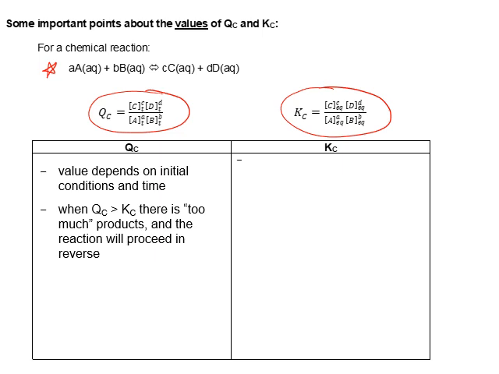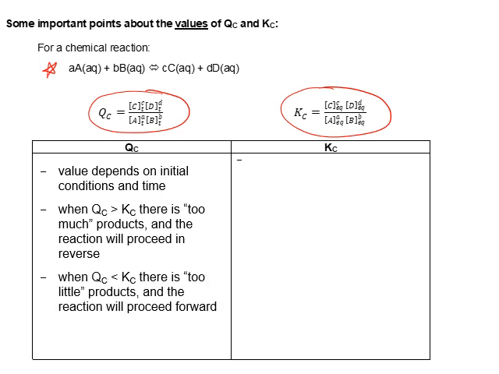When Qc is greater than Kc, that means there is too much product present and the reaction has to proceed in the reverse direction to reach equilibrium. On the other hand, if the value of Qc is less than the value of Kc, there's too little product and the reaction will have to proceed in the forward direction to reach equilibrium. The value of Kc, on the other hand, is a constant at a given temperature for a given reaction.